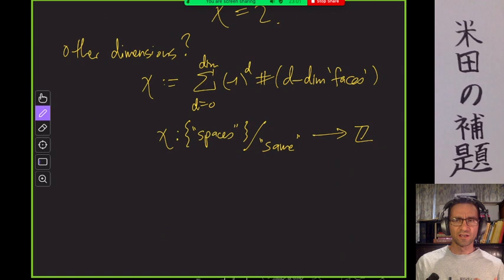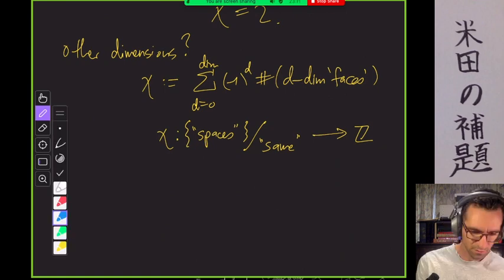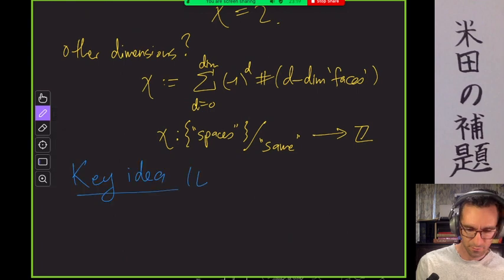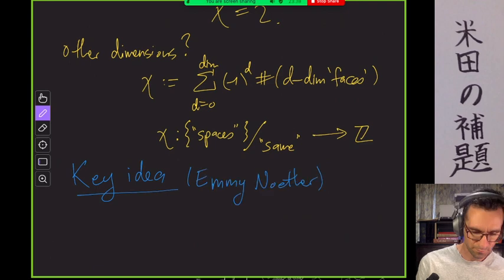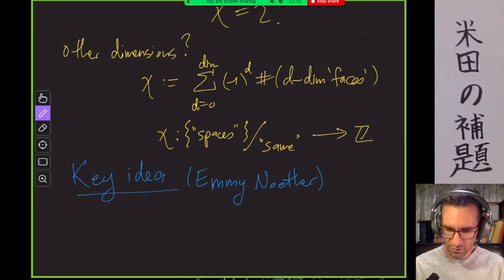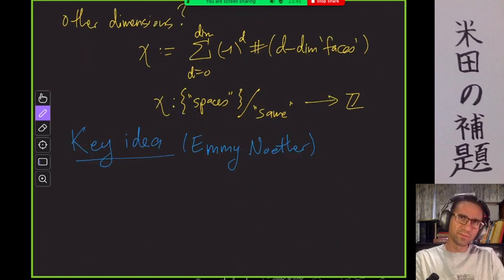Okay, so here's the key idea. Key idea, due to Emmy Noether. Roughly the mid-1920s, she gave a talk about commutative algebra. And if you look at the abstract that's been published, just as a throwaway line at the end, she says, "Oh, and by the way, this is useful for algebraic topology." So apparently she expanded a bit more on the idea.